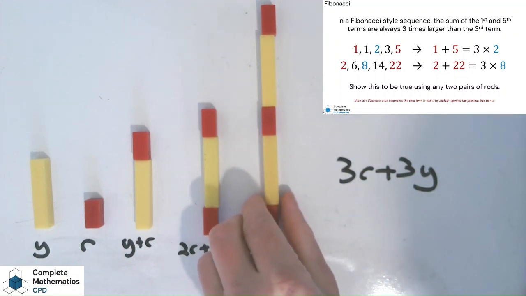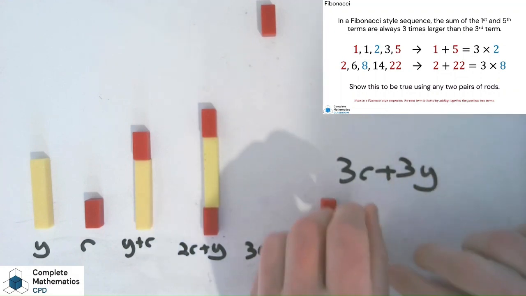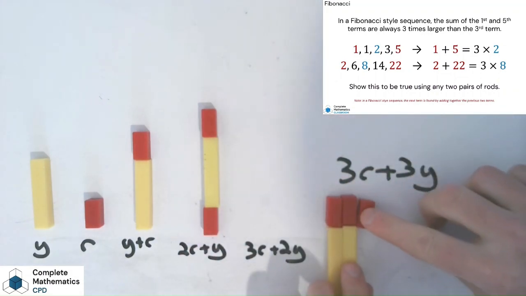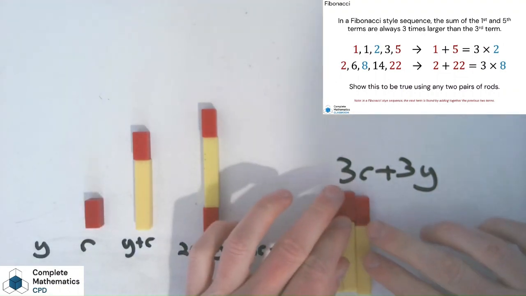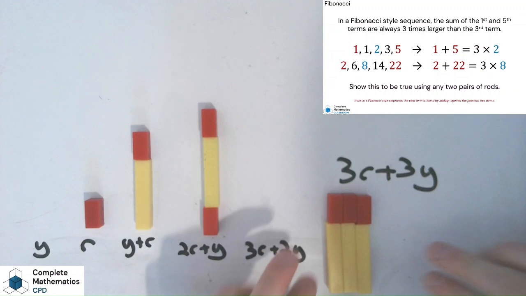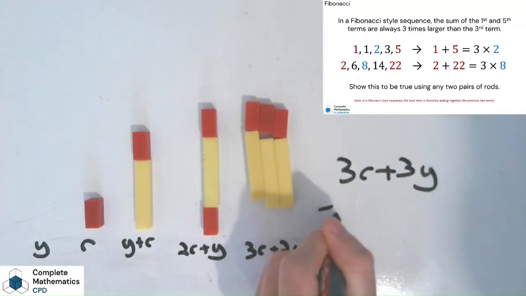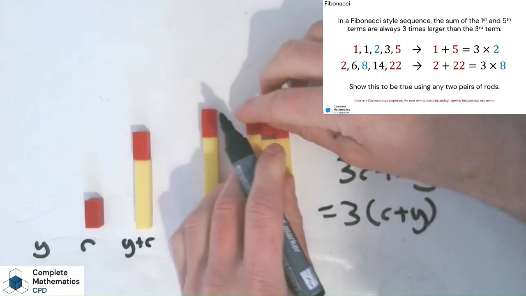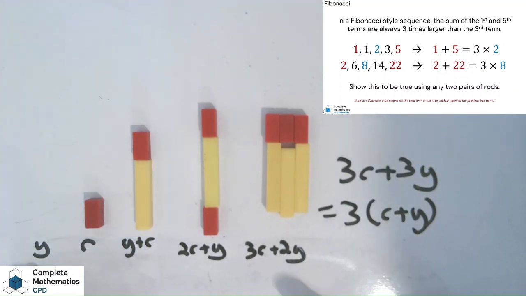We can grab the rods though. So here's the fifth term, and let's split it into yellows plus reds. And we're missing this one yellow here, which comes from the first term. So we can factorise this expression out to give 3 lots of red plus yellow, which is now a formal algebraic proof to show that the sum of the first and the fifth terms is 3 times the third term.